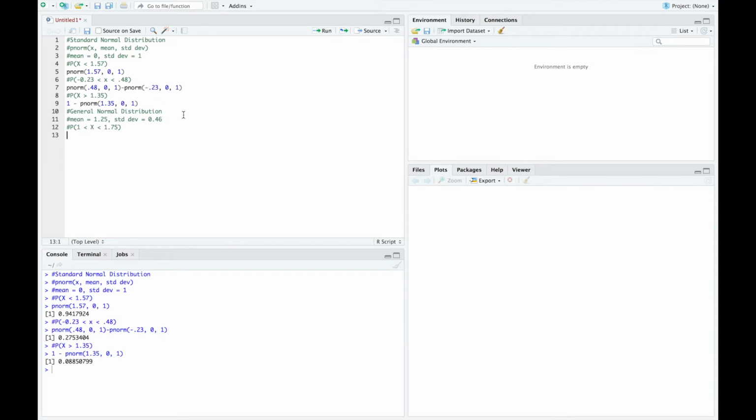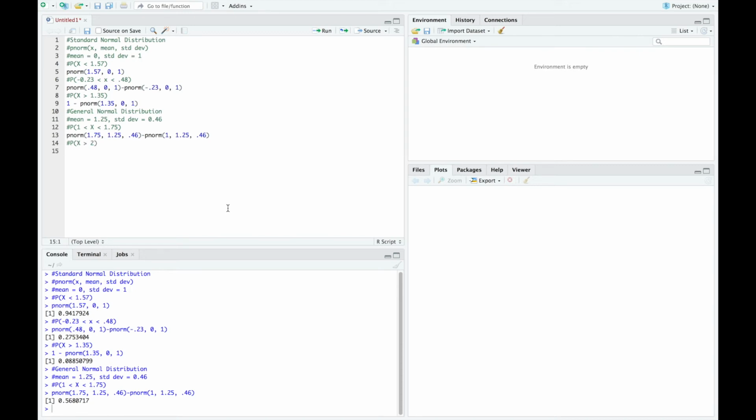Next, let's get away from the standard normal distribution into the general normal distribution. Let's suppose that we have a mean of 1.25 and a standard deviation of 0.46, and I want to know the probability that 1 is less than x is less than 1.75. In this case, since it's a between, we need to subtract, so we have pnorm of 1.75, 1.25, the mean, 0.46, the standard deviation, minus pnorm of 1, 1.25, 0.46. So here we get a probability of 0.5680717.